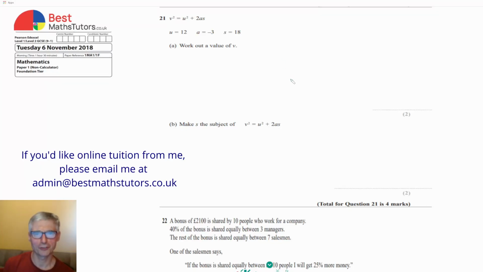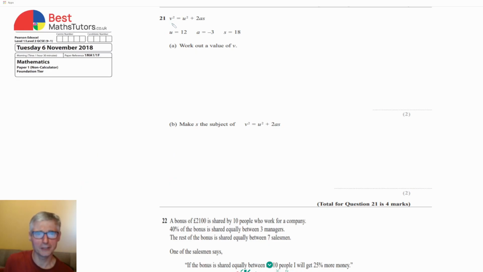I'm continuing to go through the Edexcel Foundation Tier Paper 1 from 2018, and this is question 21, which is a substitution question. So we can see we've got this formula which is v squared equals u squared plus 2as, and actually if you know anything about physics, this is an equation of motion where v represents velocity and a is acceleration and s is distance. But we don't need to know that in maths, but that's what the origin of this equation is.